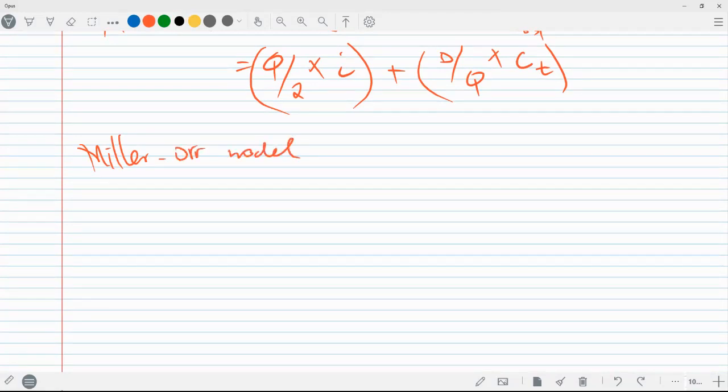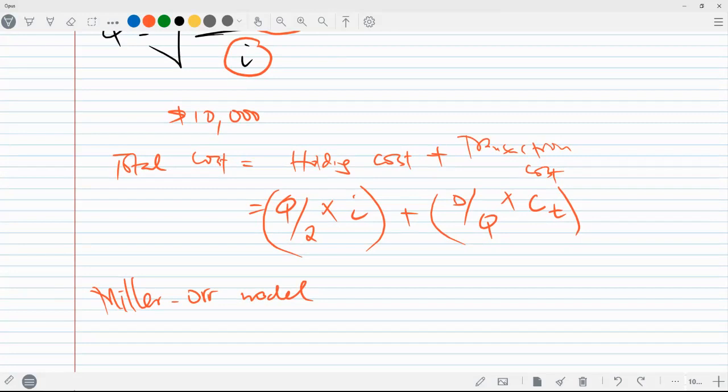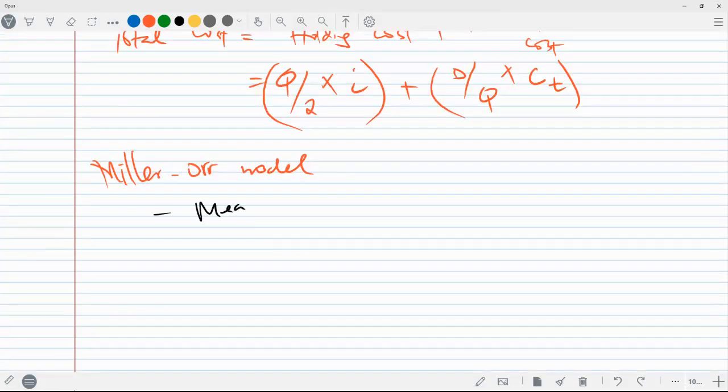This model says that one of the key drawbacks of the Baumol model was that we assumed the company's cash balances fluctuate in a predetermined fashion, which is not the case. In reality, the cash balances meander up and down. There's no predetermined fashion in which the cash can go. At some point there can be a huge increase, at other points a decrease. We cannot assume that cash is going to be increasing or decreasing at a constant rate. In reality, the cash will be increasing and decreasing at varying rates.